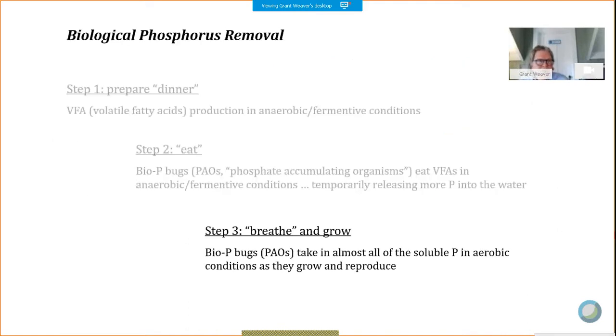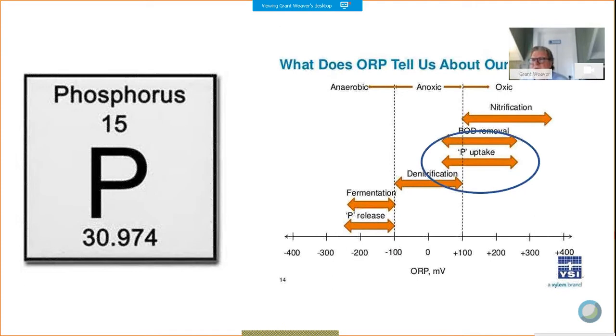Okay, we've got some energized bacteria that are ready to remove phosphorus. Unfortunately, in getting ready, they've actually put more phosphorus in the solution. So now we need to give them plenty of air. So if we've got enough air to remove ammonia, we've got enough air to remove phosphorus, right?